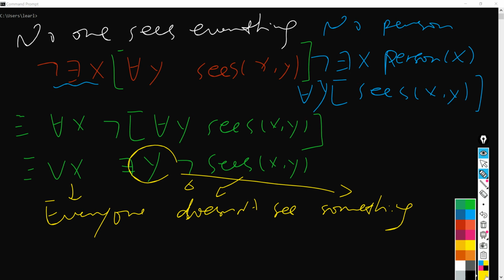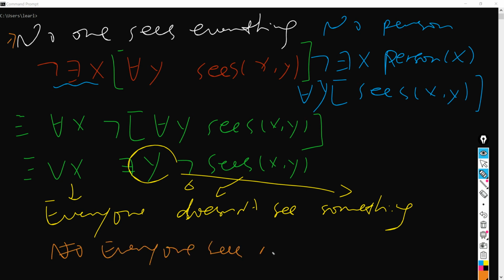Normally, if you translate the sentence directly, sometimes we may get some error. Usually the very common error is you translate this sentence into everyone sees nothing. However, these two things are different. If everyone sees nothing, meaning everyone just sees nothing. However, no one sees everything, meaning someone might still see something, which doesn't mean everyone sees nothing.